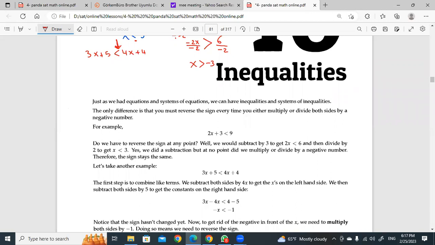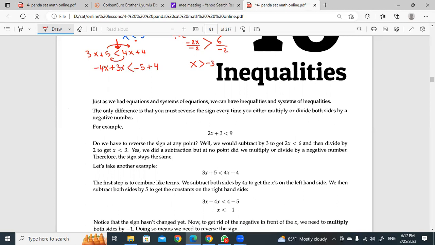So right now, I will move the 4 to the other side. It will be negative 4x, plus 3x. And then I will move the 5 to the other side. So it will be negative: -5 plus 4. Okay? Do we multiply it? The sign will be the same. The x is still negative.